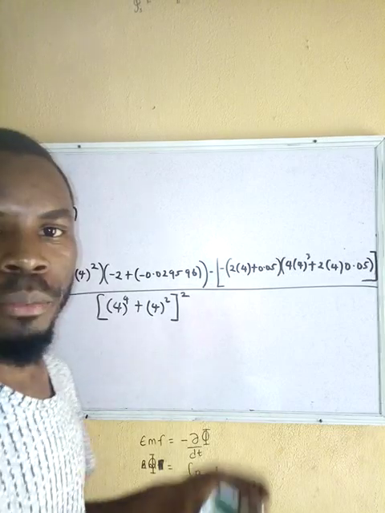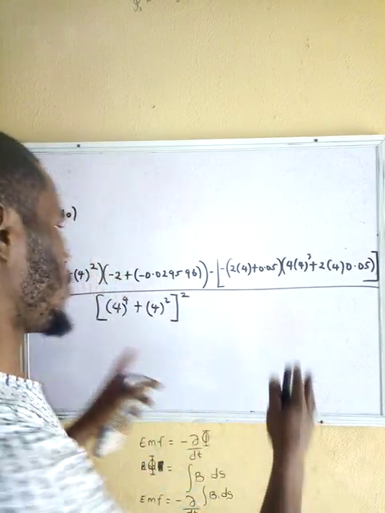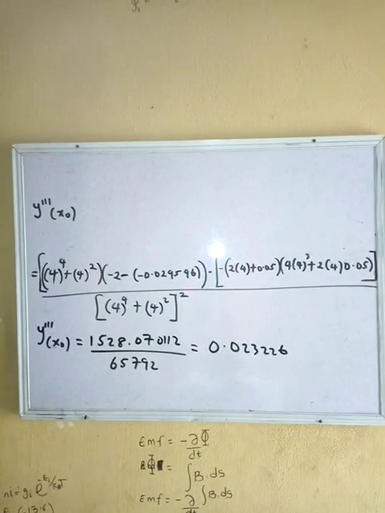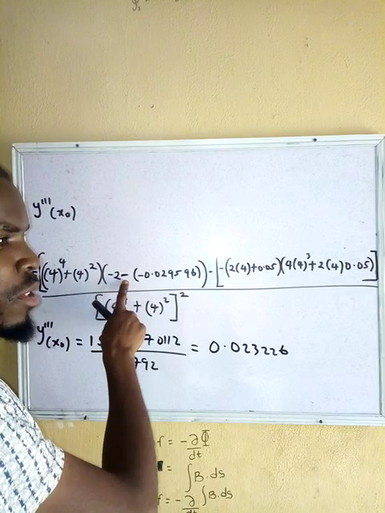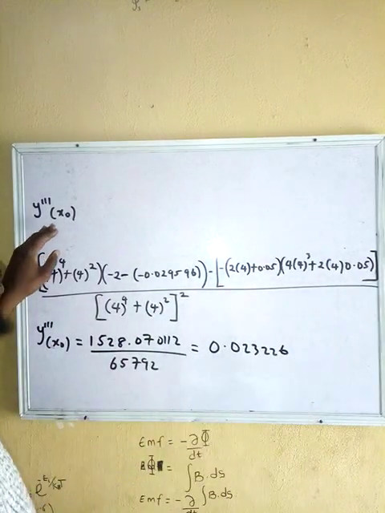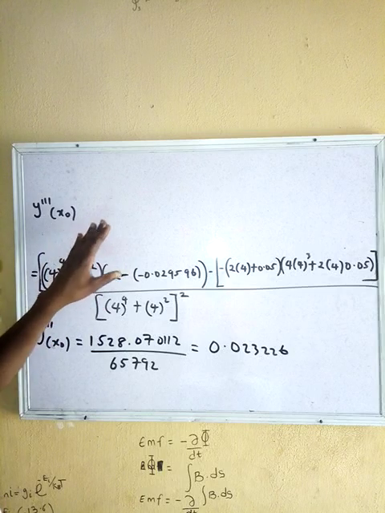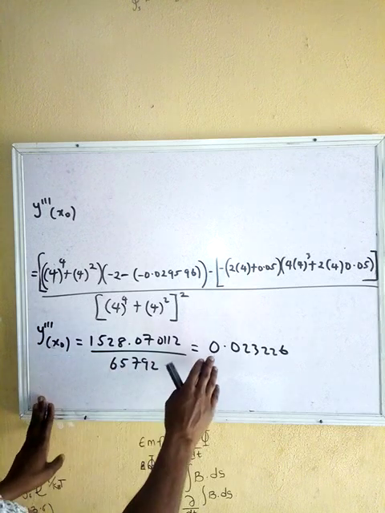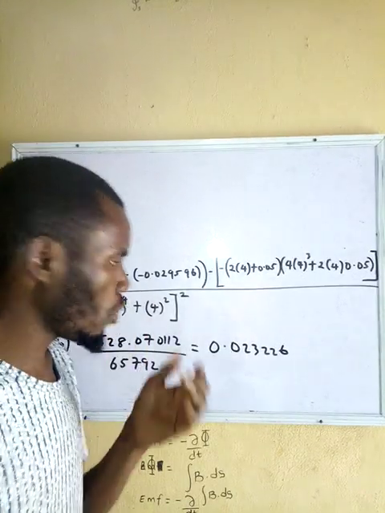Right. So y prime prime of x naught will give us this solution. If we further simplify this problem, we are going to obtain the following result. Right, I want to make a little correction. The sign here, initially I wrote positive, but it's negative. So by the time we expand this particular problem, we insert the value of x naught and y naught and y prime prime into the expression that was written for y prime prime, we are going to obtain that y prime prime of x naught to be 0.023226.